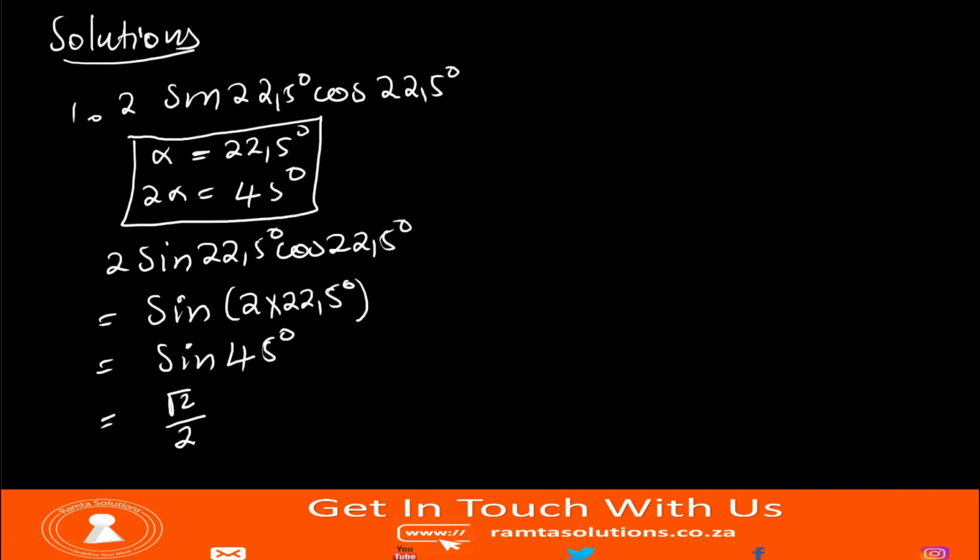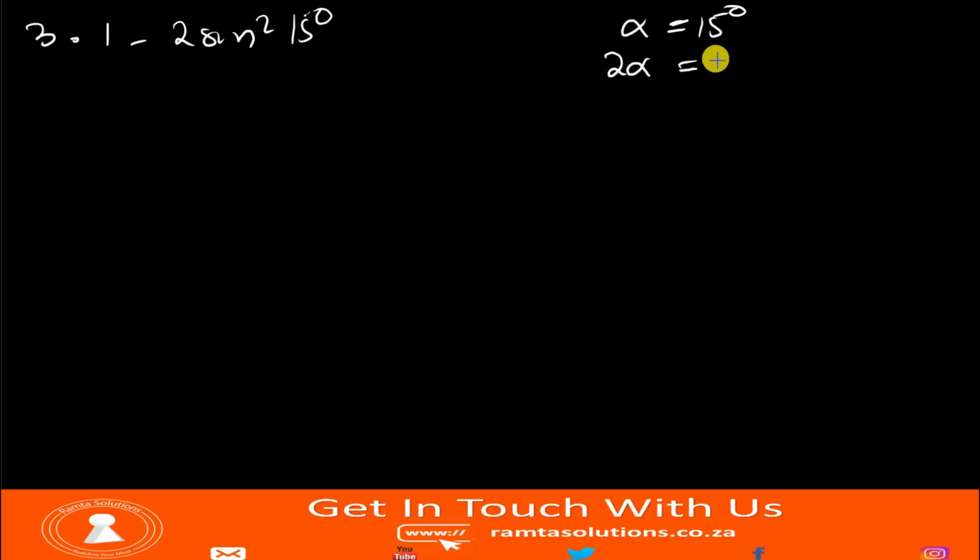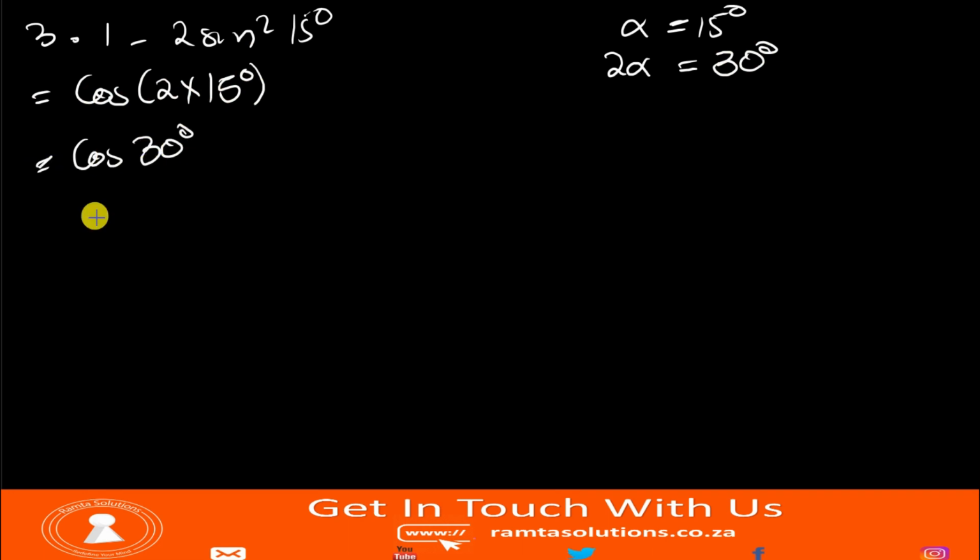Now 1 minus 2 sine square 15 degrees. Again, alpha equals 15 degrees. 2 alpha will be 30 degrees. Double angle, let's see. And this looks like the formula of double angle. So this will be cos 2 times 15 degrees, which is cos of 30. So cos of 30 is root 3 over 2. Okay?